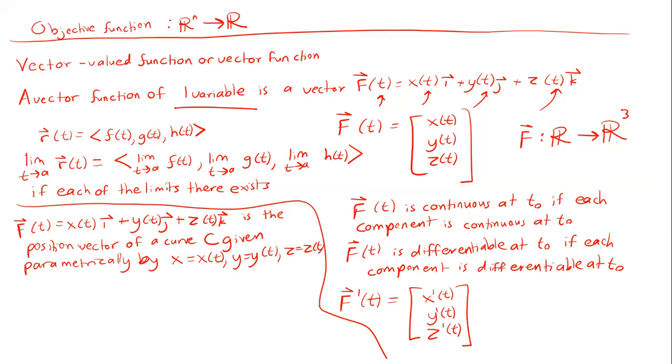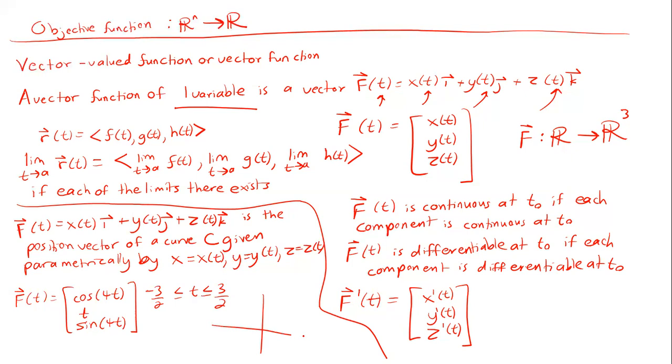And so that might sound a little confusing, but let's take f of t is equal to cosine of 4t, t, and sine of 4t. So let's say that this was the vector function and that you only looked at t in this range between -3/2 and 3/2. Then if you draw your 3D space over here, you would be able to get some type of curve that has some squiggle in it.